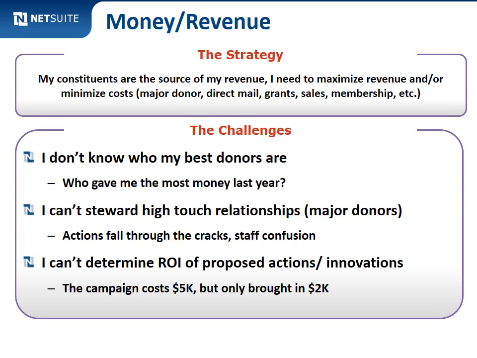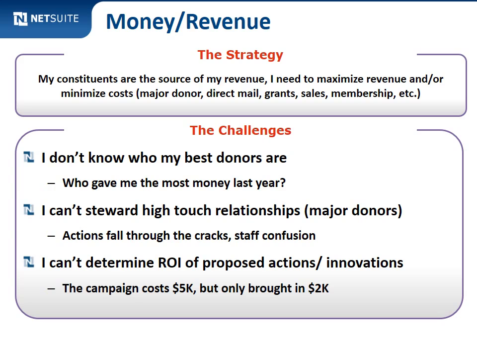So it's really about the money side. And so the challenges there are, I don't know who my best donors are. I can't really steward high-touch relationships. The classic one is a major donor program. I identify this guy is incredibly valuable to me, so I'm going to pay extra attention to him. But if you can't identify that they're valuable to you, then you have to pay attention to everybody, and that doesn't really work.